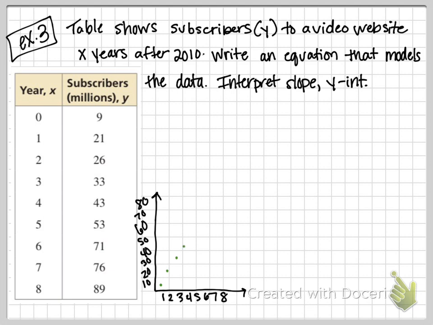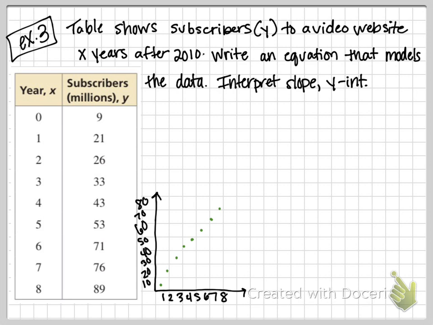So what do you notice? Is there seeming to be a correlation here? Yes. It's almost a straight line. It is a positive linear correlation. As the years go on, this website gets more subscribers.